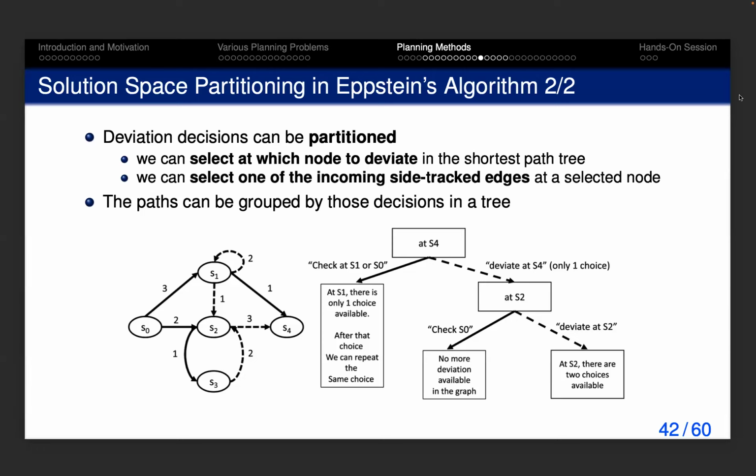Under this subtree, if you have arrived at this point after deviating at this one, then this is the subproblem, right? So you start from here and repeat exactly the same idea. You look at the shortest path tree from here, trace back, and see how you can deviate. In this particular example, there's nothing further that you can do, or you can deviate on these sidetrack edges and so on. So this is how we can partition the whole solution space as a tree structure.